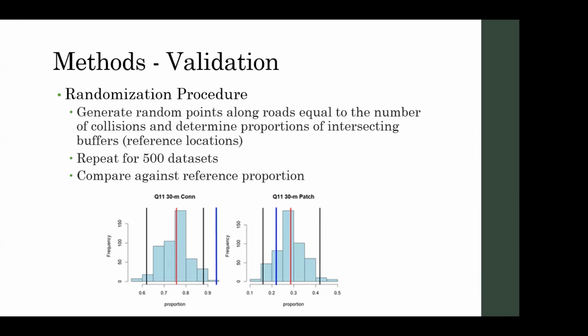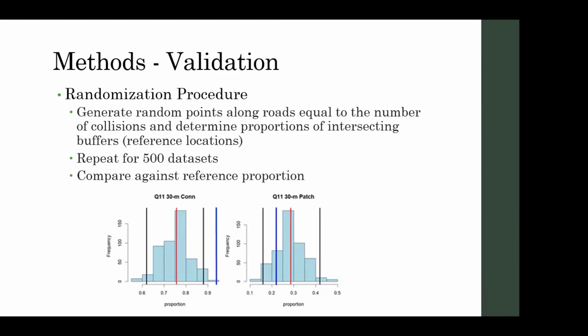This is an example of one buffer distance comparing both the connectivity and patch maps, the random versus the real. That red line is the mean proportion of random points and their buffers that intersected with connectivity and patch. And then the black lines represent the 95 percentile range on either side to indicate statistical significance.